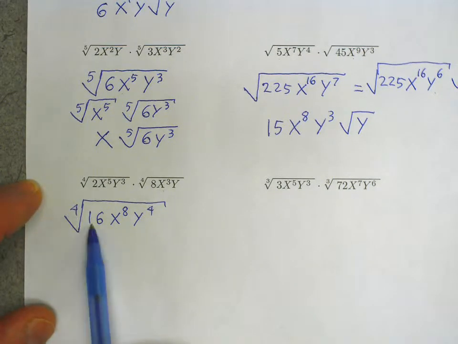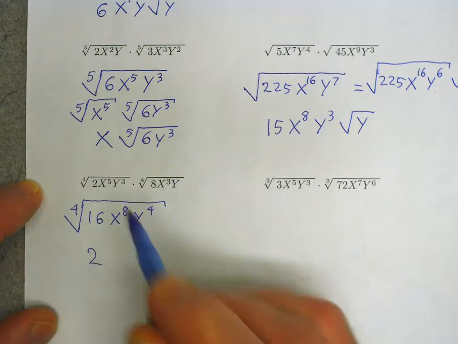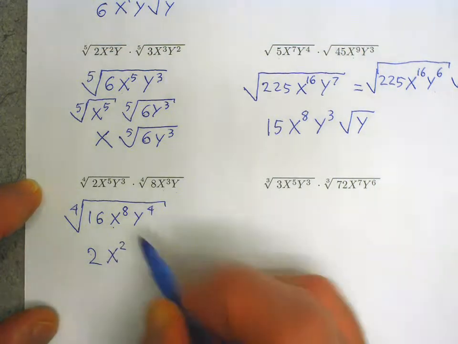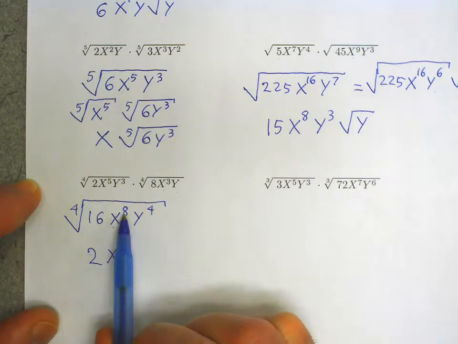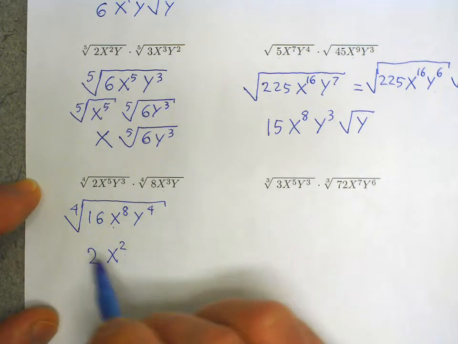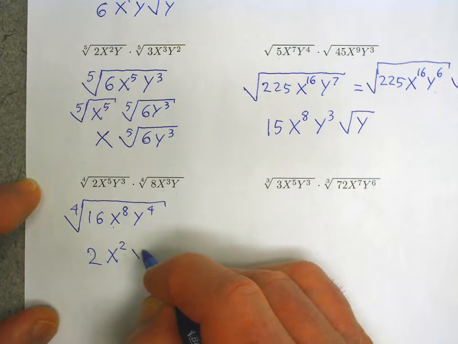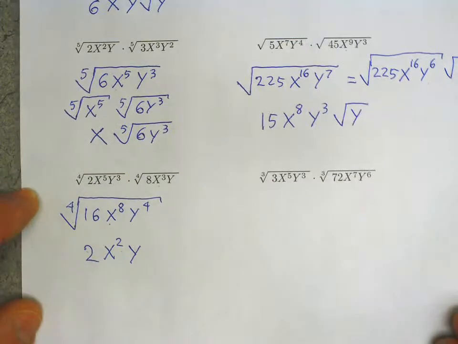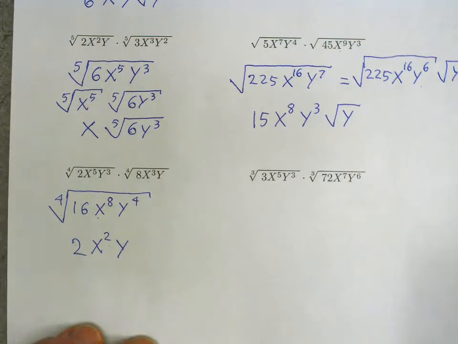The fourth root of 16 is 2. The fourth root of x to the 8th is x to the 2nd because the exponent 8 divided by the index 4 is 2. And the fourth root of y to the 4th is y, which means y to the 1st. Okay, so that turned out to be pretty nice.